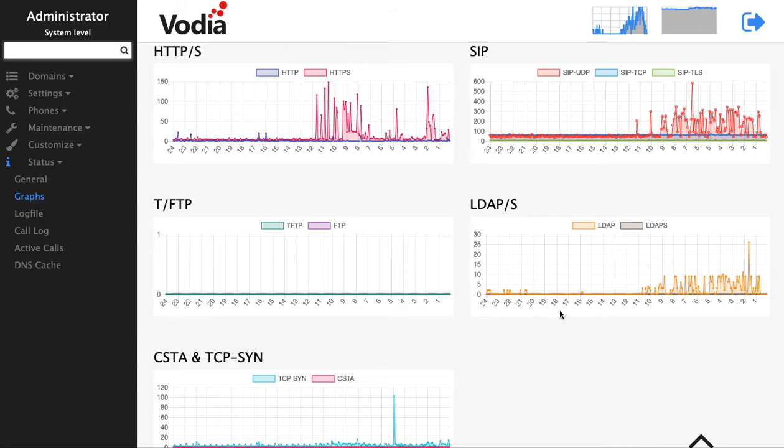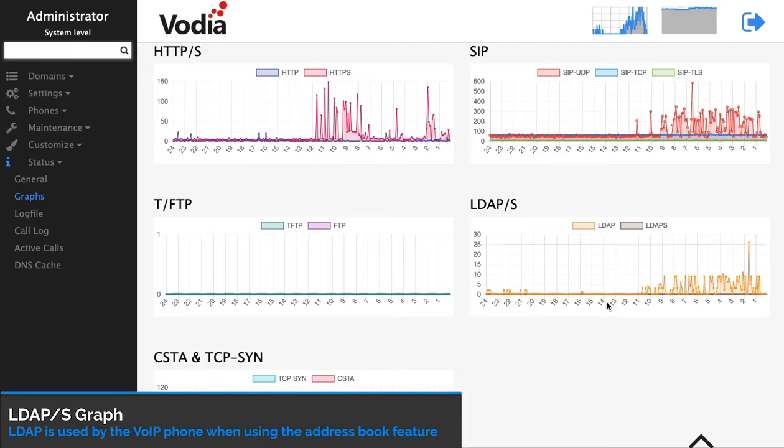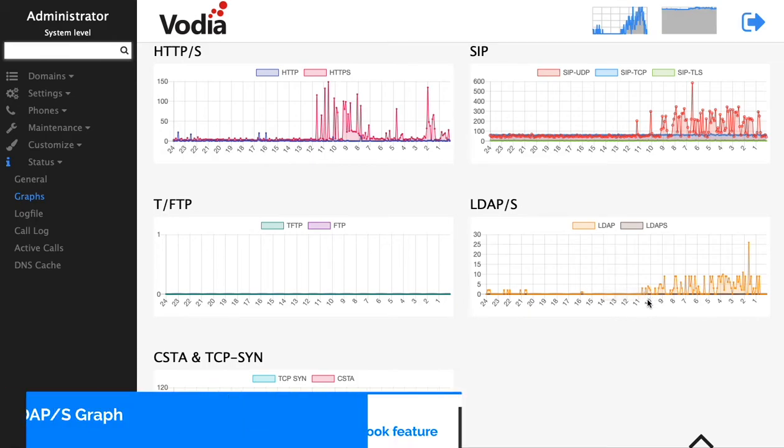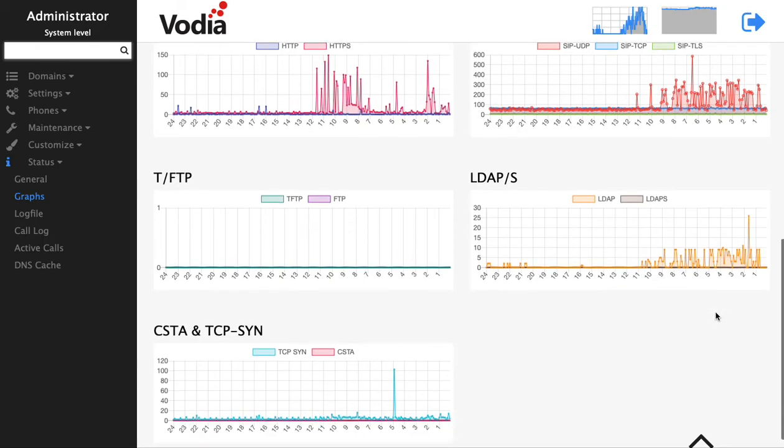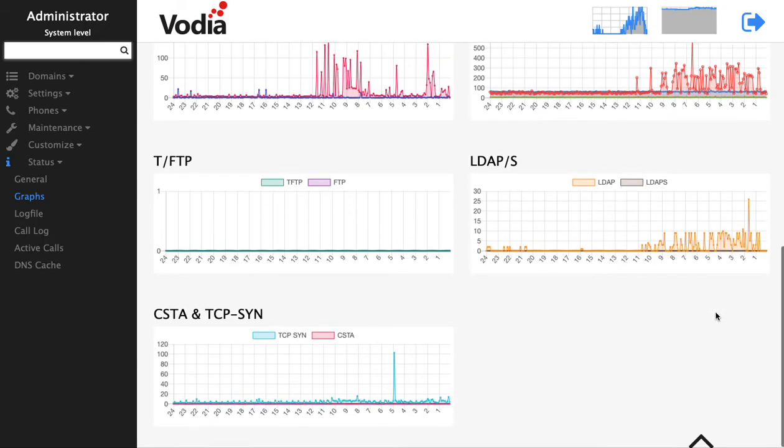And we're also monitoring the LDAP traffic, which is usually generated by the VoIP phones. When you do an address book search, they go there and request LDAP. Obviously, nobody is using LDAP-S, so everything is insecure. That's because most of the phones are still not able to do secure LDAP up to date.